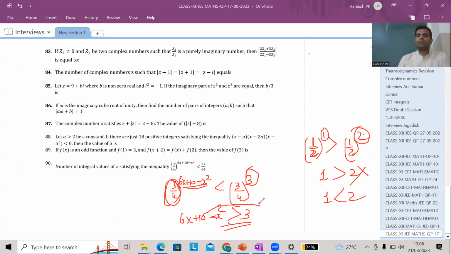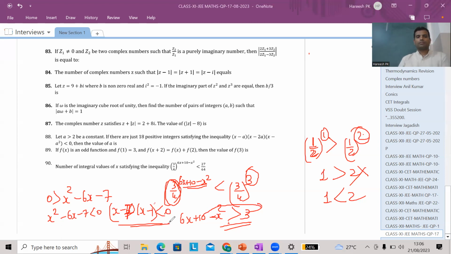So now transfer everything to the other side. So you'll get 0 is greater than x square minus 6x minus 7, or x square minus 6x minus 7 less than 0. Now when you factorize this, less than 0, right?